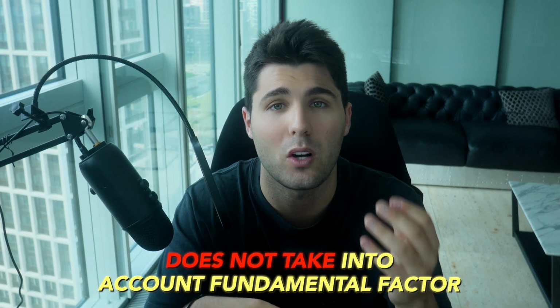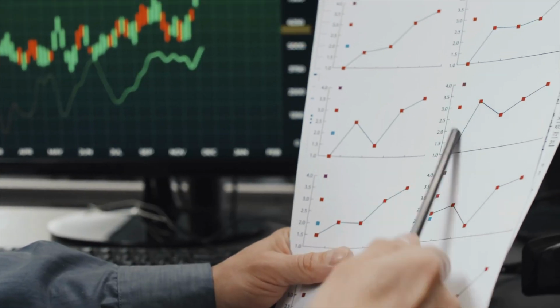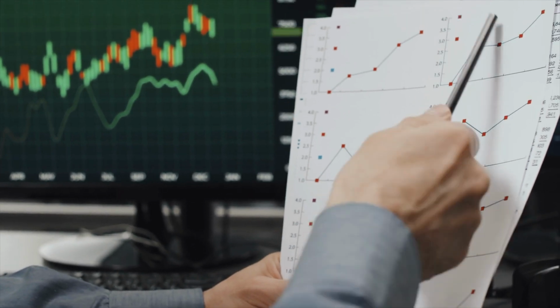Unfortunately, technical analysis does not take into account fundamental factors that may impact market movement, such as economic data or news events. But obviously, when you're technically trading, you always need to take a look at the economic calendar or you're gonna burn your account.